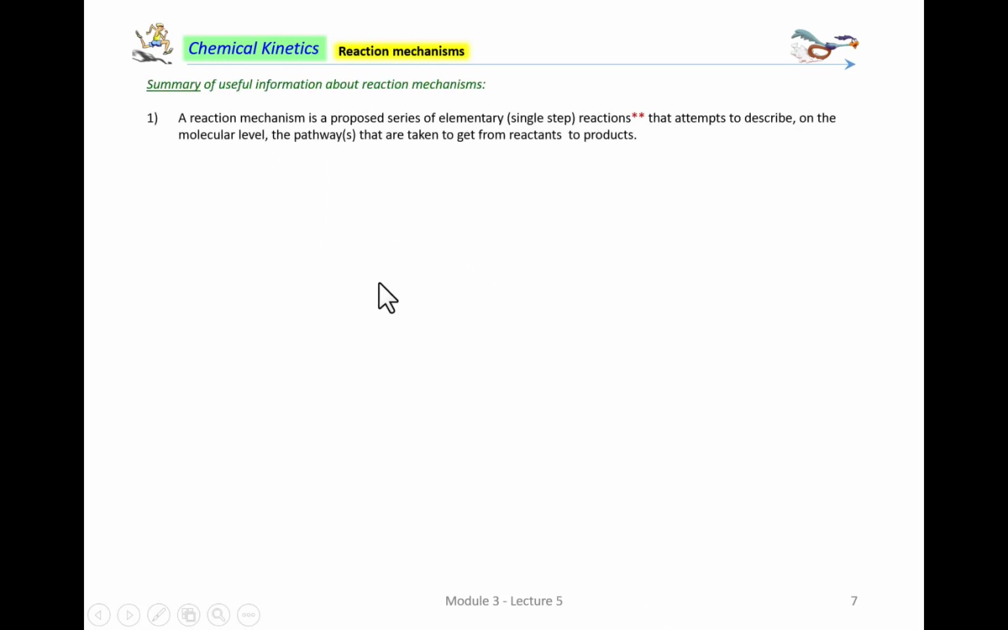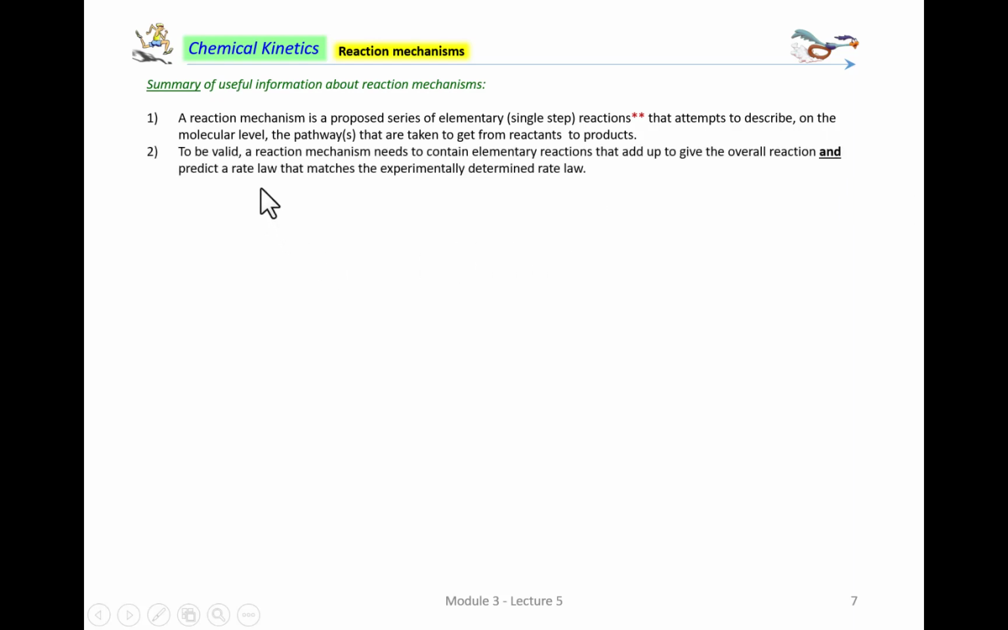So let's summarize some useful information about reaction mechanisms. First of all, a reaction mechanism is a proposed series of elementary single-step reactions that attempts to describe on the molecular level the pathway or pathways that are taken to get from reactants to products. To be valid, a reaction mechanism needs to contain elementary reactions that add up to give the overall reaction and predict a rate law that matches the experimentally determined rate law.